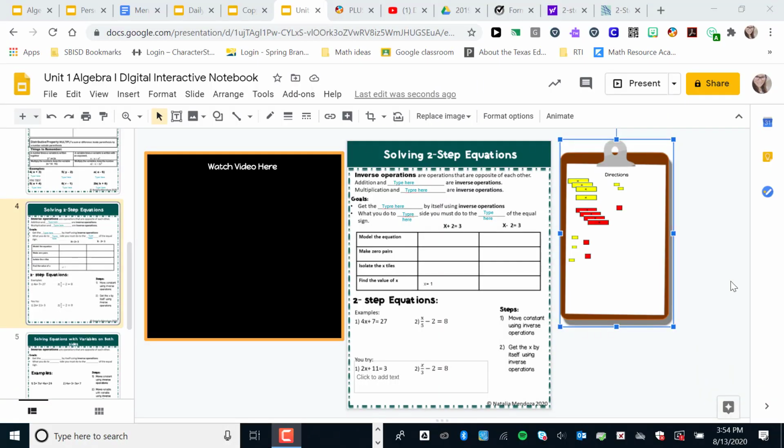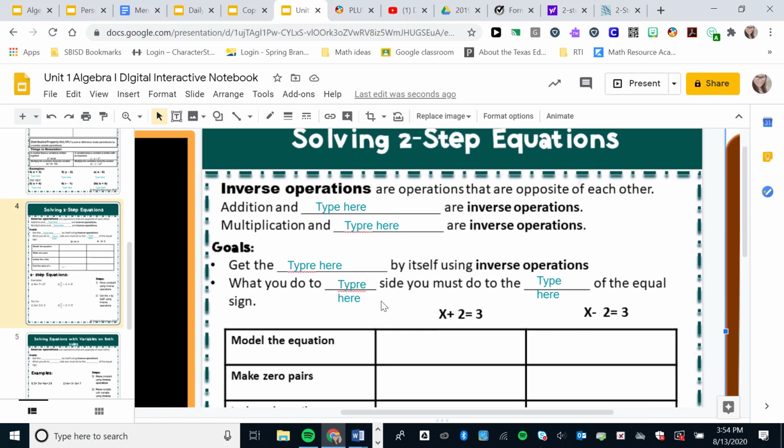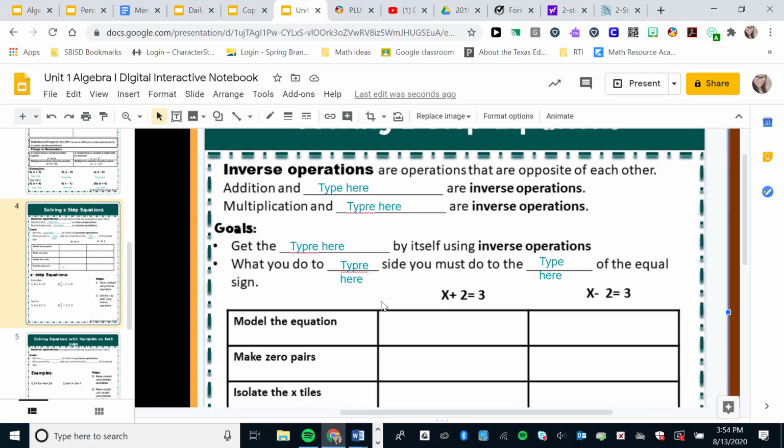Today we're going to learn, or really review, solving two-step equations. So I'm going to zoom in so you guys can see what I'm working on better. Make sure you type along with me because this needs to be filled out as I fill it out.